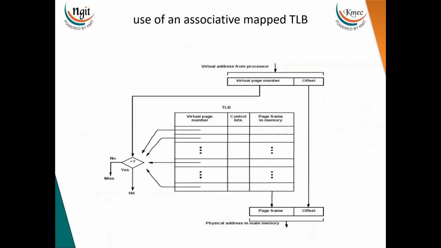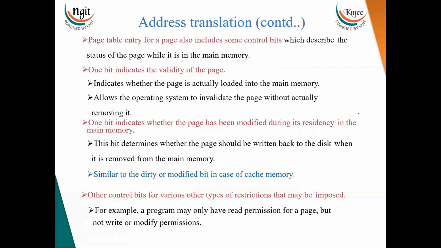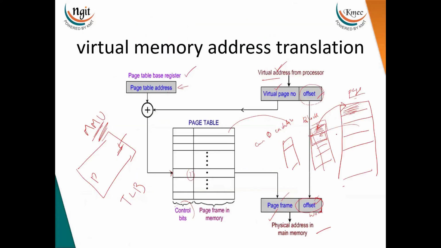So if the page is available in the TLB, then that is called a hit. If the page is not available, then that is called a miss. Then the MMU will check the page information in the page table. If the page is available in the page table, then that is called a hit. If not, then it is a page fault. Thereby the OS will load the new page into the memory.